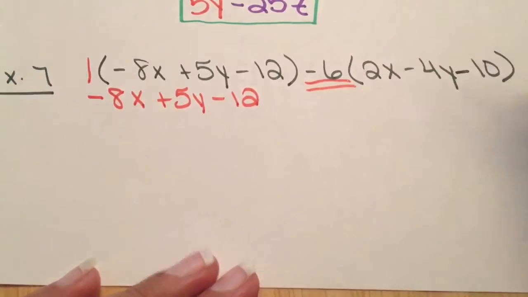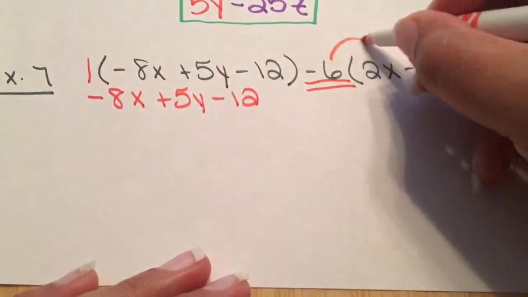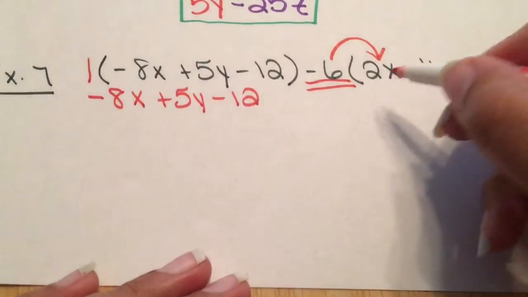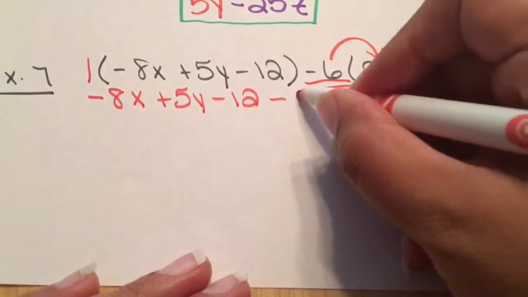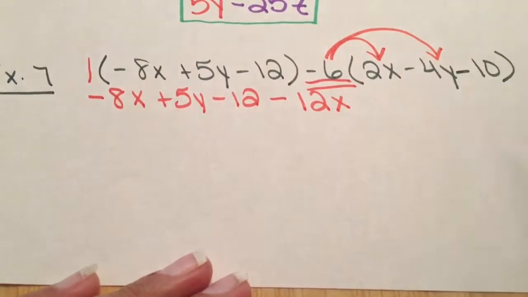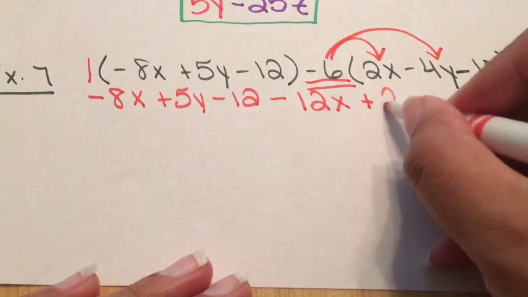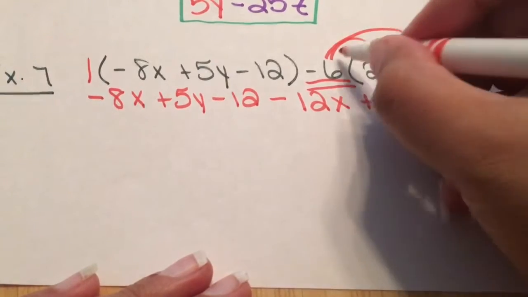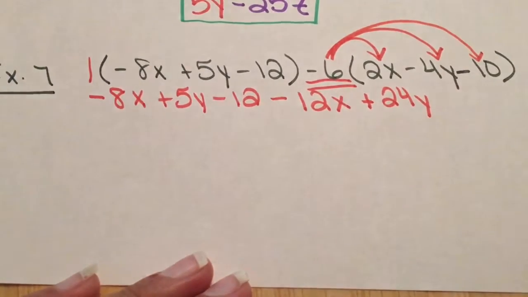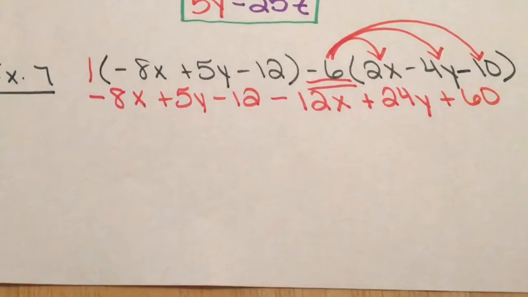On the other parenthesis, though, we see that we have a negative 6 on the outside. So we're going to go ahead and multiply negative 6 times a positive 2x, which will give me a negative 12x. Negative 6 times a negative 4y, we know that 2 negatives are going to be a positive 24y. And negative 6 times negative 10 will give us a positive 60.